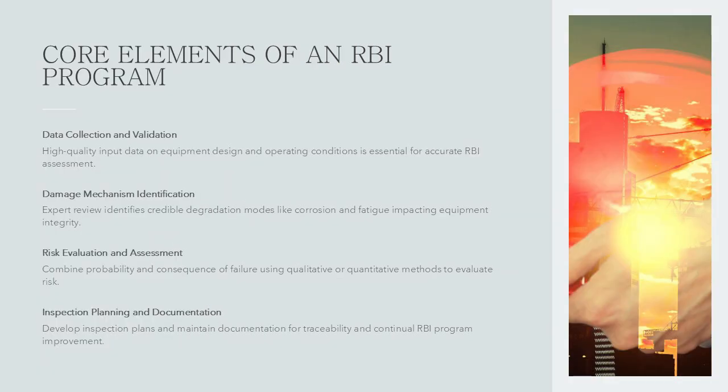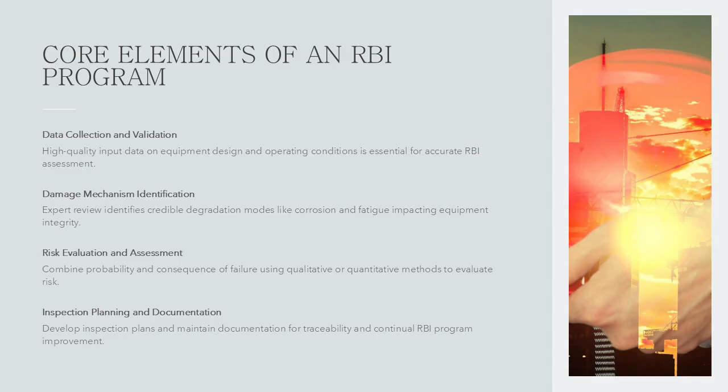An effective risk-based inspection program is built upon several core elements that ensure consistency, technical rigor, and repeatability. According to API RP 580, these elements include data collection and validation, identification of damage mechanisms, assessment of probability and consequence of failure, risk evaluation, inspection planning, and documentation. High-quality input data is critical, as the accuracy of an RBI assessment depends heavily on equipment design details, operating conditions, inspection history, and materials of construction.